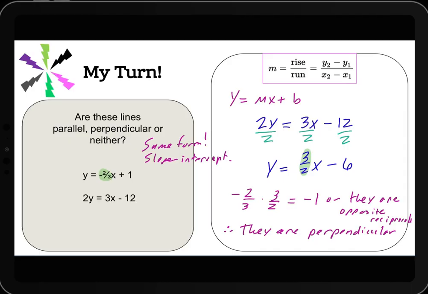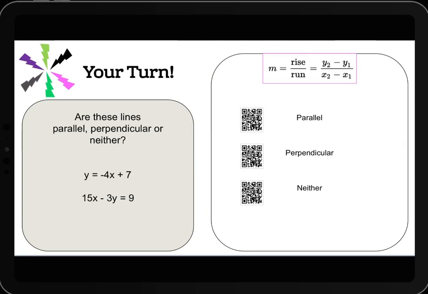Okay, so with that being said, maybe pause the video here, take a moment, and see if you can determine the relationship between these two particular equations. You should have said neither in this case.